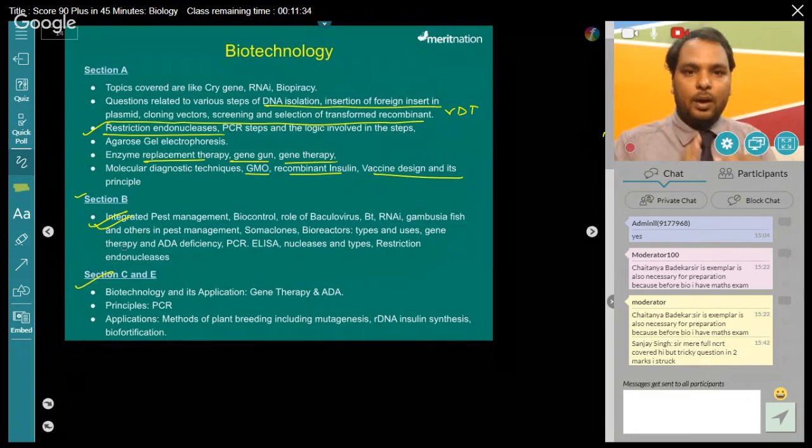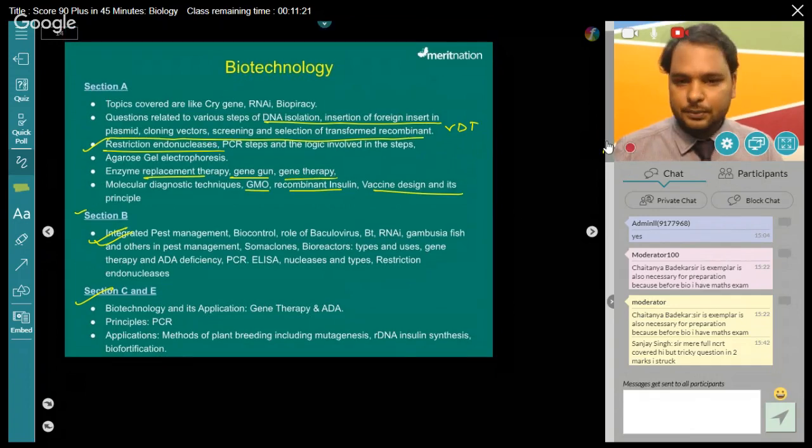When you go and read biotechnology from NCERT, underline those topics, and then try to prepare these topics. I know you might have made your notes and all. Try to just read that and try to give the answers. No problem.